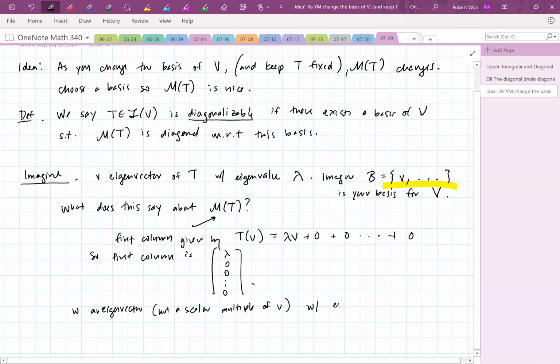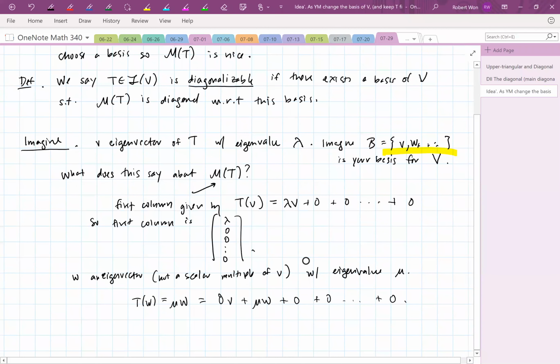And let's suppose that it has eigenvalue mu. It may or may not be the same as lambda. Well then, our basis will now go V, W, dot dot dot. So the second column of the matrix is given by T of W, which is of course mu W, which is 0V plus mu W plus 0 of the third basis vector plus 0 of the fourth basis vector, etc. Which says that the second column of our matrix is going to be given by 0, mu, 0, 0.